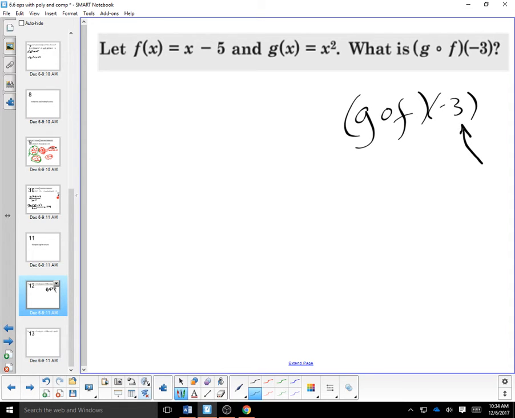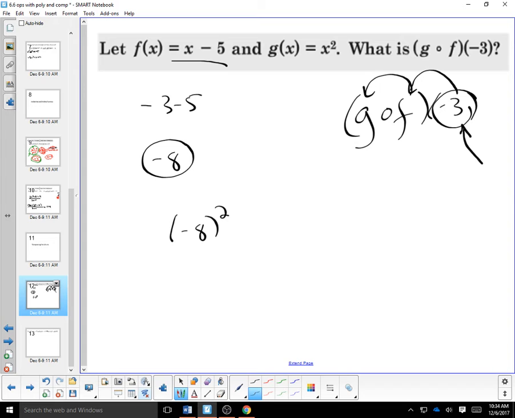If the composition wants you to evaluate a number, the easier way to do this is to do this backwards. Now this only works when you're evaluating a number. Okay? I'm going to take negative 3 and I'm going to plug it into the f function. So go over here. What's negative 3 minus 5? It's negative 8. I need to take that and plug it into the g function. So what is negative 8 squared? There's my 64 again.